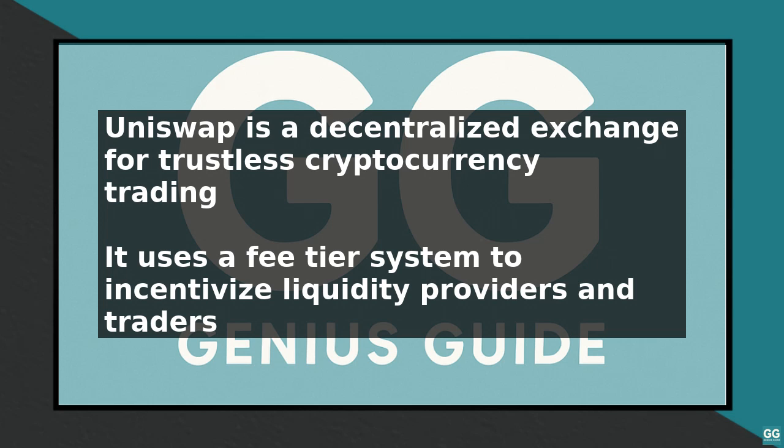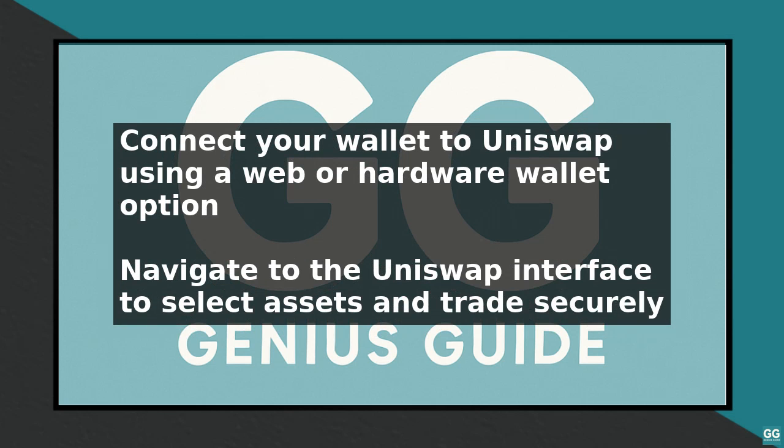First, you need to connect your wallet to Uniswap. You can use a web wallet like MetaMask or a hardware wallet like Ledger. Once connected, you can navigate to the Uniswap interface and select the assets you want to trade.